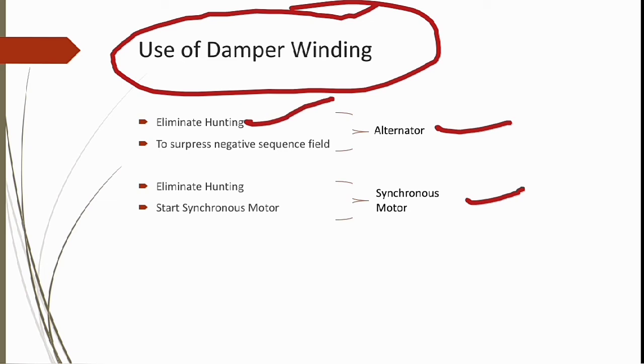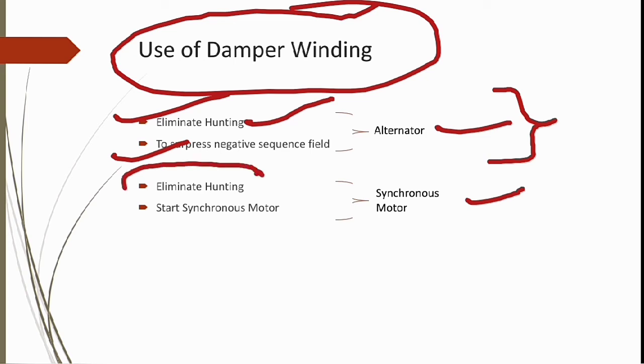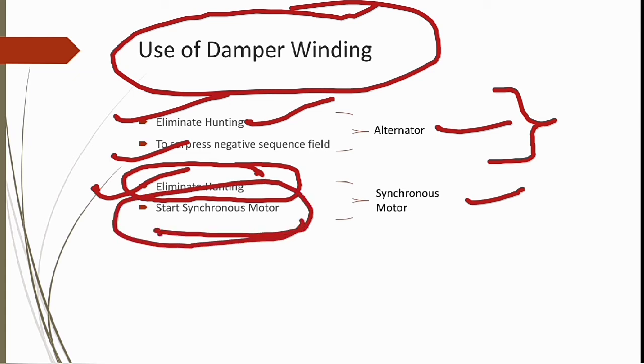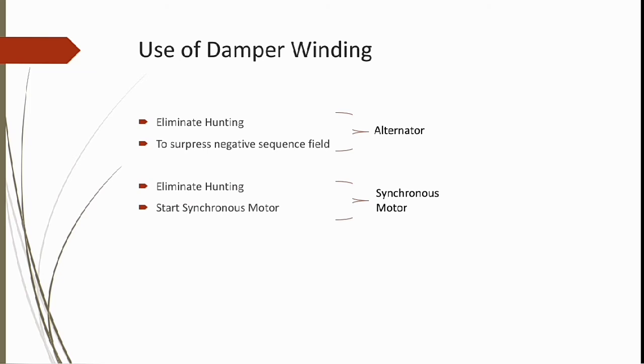If we talk about the alternator, the first use is to eliminate the hunting process, and the second is to suppress the negative sequence field. In this video we only talk about the use of damper winding in alternator. Eliminating hunting in the synchronous motor we will talk about later. There are two reasons we use damper winding in a synchronous motor: first, eliminating the hunting, and second, to start the synchronous motor.